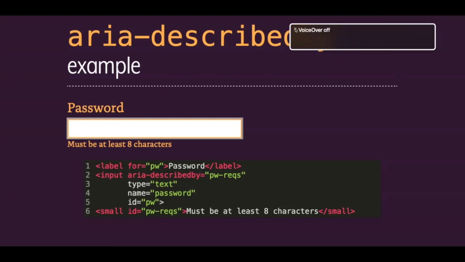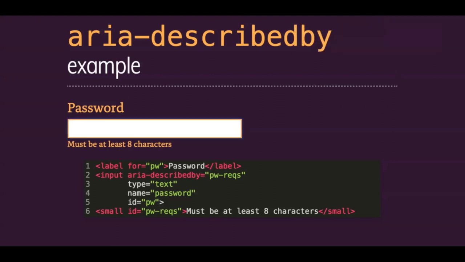Okay. VoiceOver off. So what happened was we got to the input and it said "Password, edit text," and there was a space or a pause. But after that pause, it announced "must be at least 8 characters." So the entire instruction and labeling of this field is announced to screen reader users and is recognized by assistive technologies. Now let's go back to Chrome.